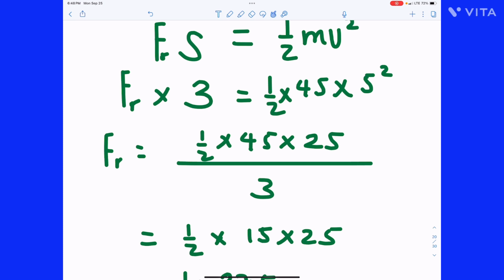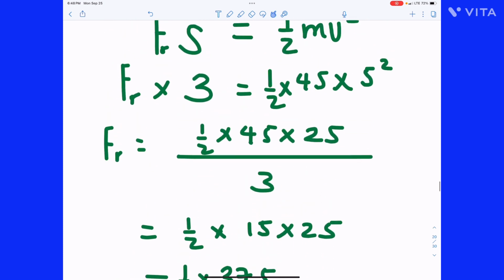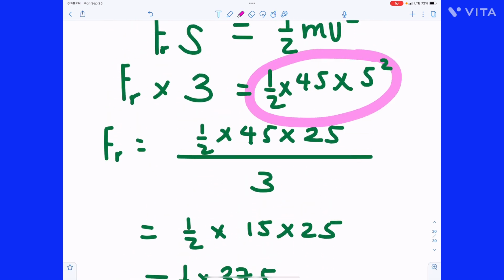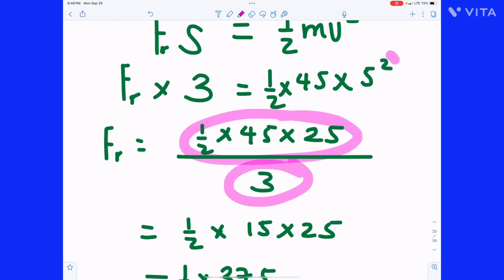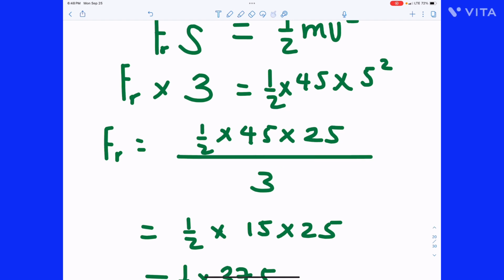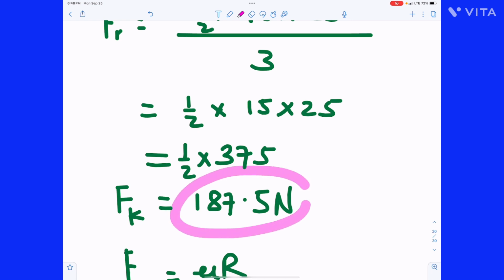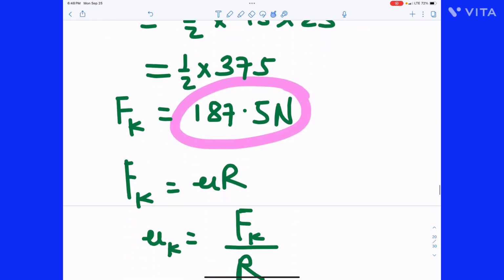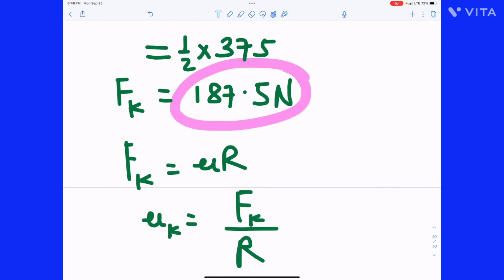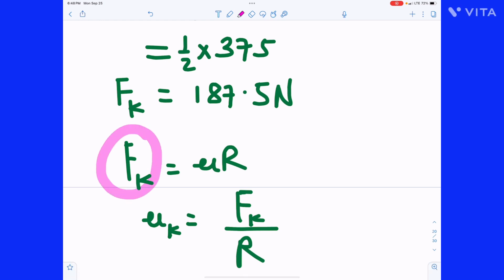Do you understand what I'm doing here? I've done all of this divided by 3. So all of this divided by 3. 5 squared gives 25. So that gives me what? The kinetic friction as 187.5 newtons.